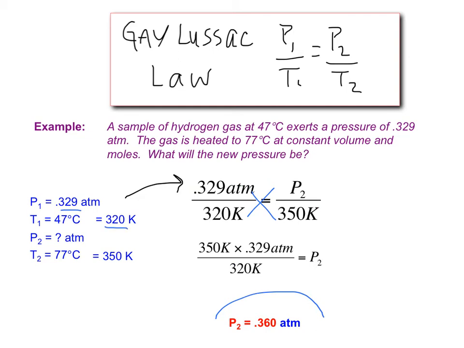Now be careful with this. This might look like 2 sig figs, but remember we're really adding it to 273.15, so it's really 320.15. There's really 5 sig figs there, but we're going to treat them as 3 being the smallest number.